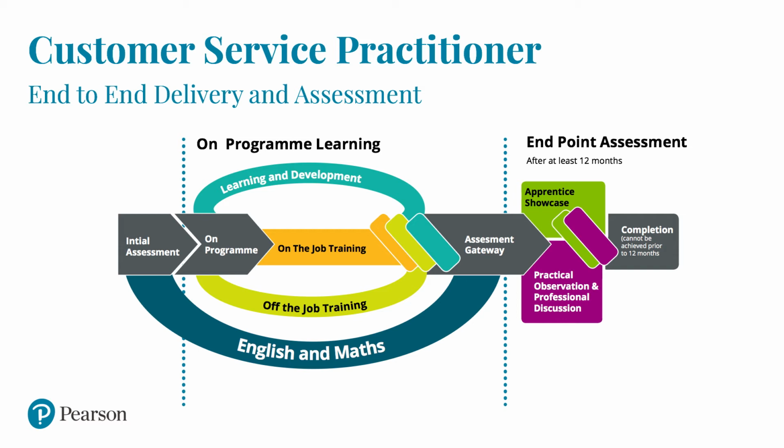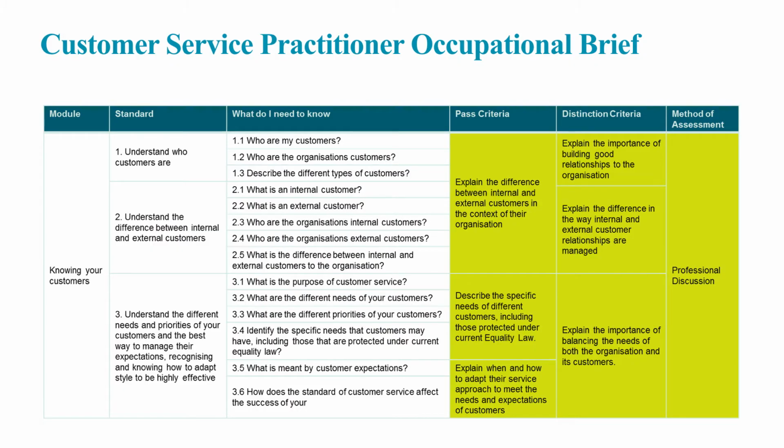What they've also done is stipulate within the occupational brief the exact pass criteria and the distinction criteria that an apprentice will have to meet during endpoint assessment, in addition to the method of assessment that those criteria relate to. So the slide you've got here is, for example, understand who customers are, number one. They've identified the pass criteria, they've identified the distinction criteria, and they've identified that this will be assessed during endpoint assessment by a professional discussion.